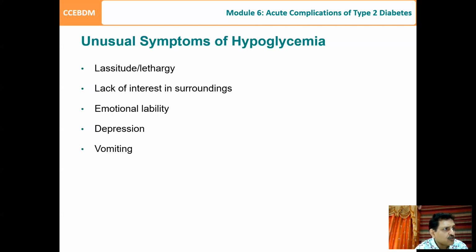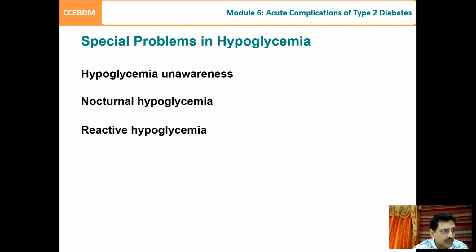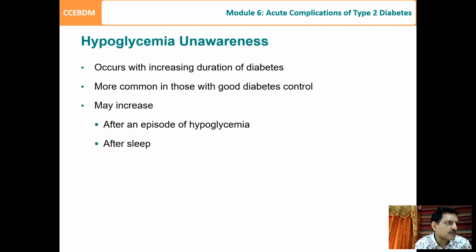So there may be some unusual symptoms of hypoglycemia like emotional lability, depression, vomiting. As I've already told you, hypoglycemia can sometimes have bizarre manifestations. There are some special issues related to hypoglycemia. One is hypoglycemia unawareness, another is nocturnal hypoglycemia, and the third is reactive hypoglycemia. I'll go through a little bit about this.